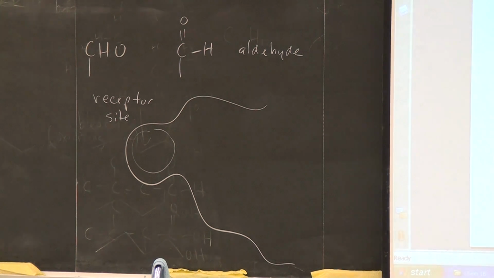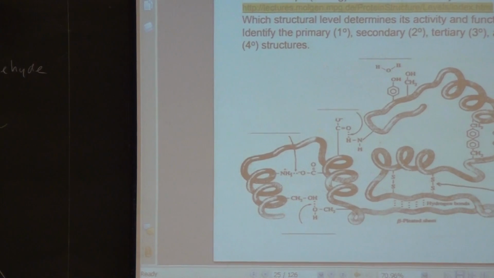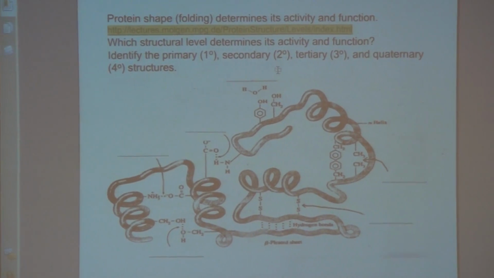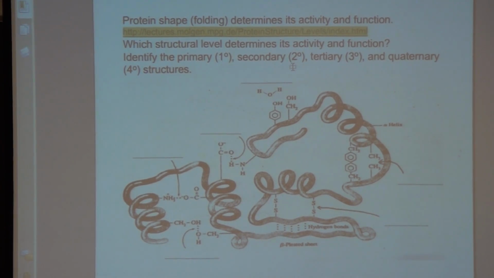So if we go back to the slide here, to answer this question, the structural level that determines its activity and function would be the secondary. So it's really what's happening in the receptors has to do with small portions of the protein which help it form. So when a protein is denatured, what does that mean? Which structure? The primary, secondary, tertiary, quaternary? Yeah, so it's usually the secondary structure.